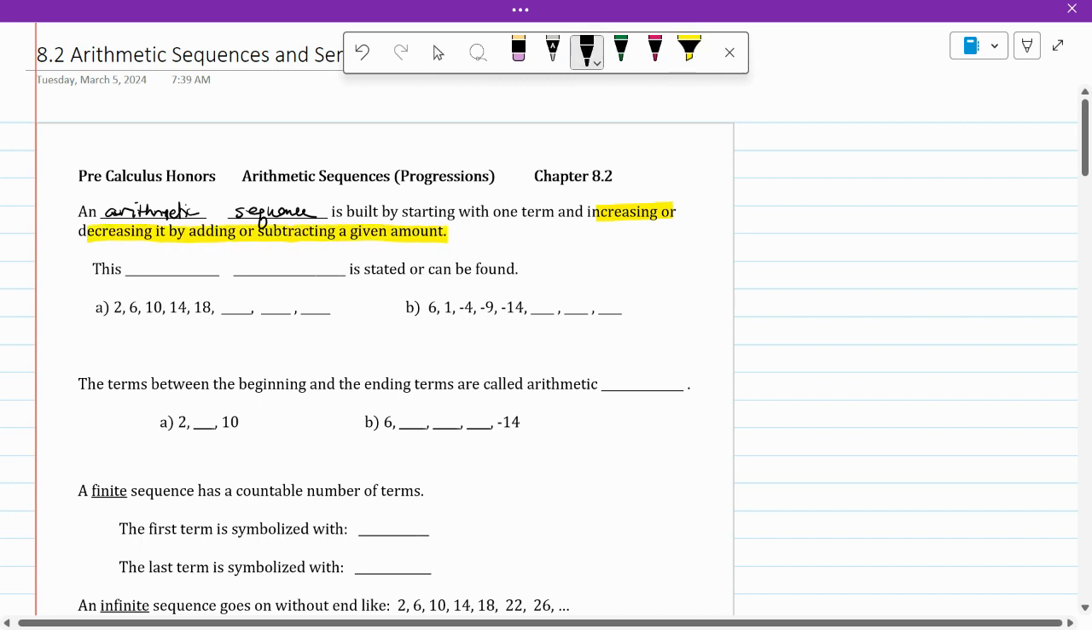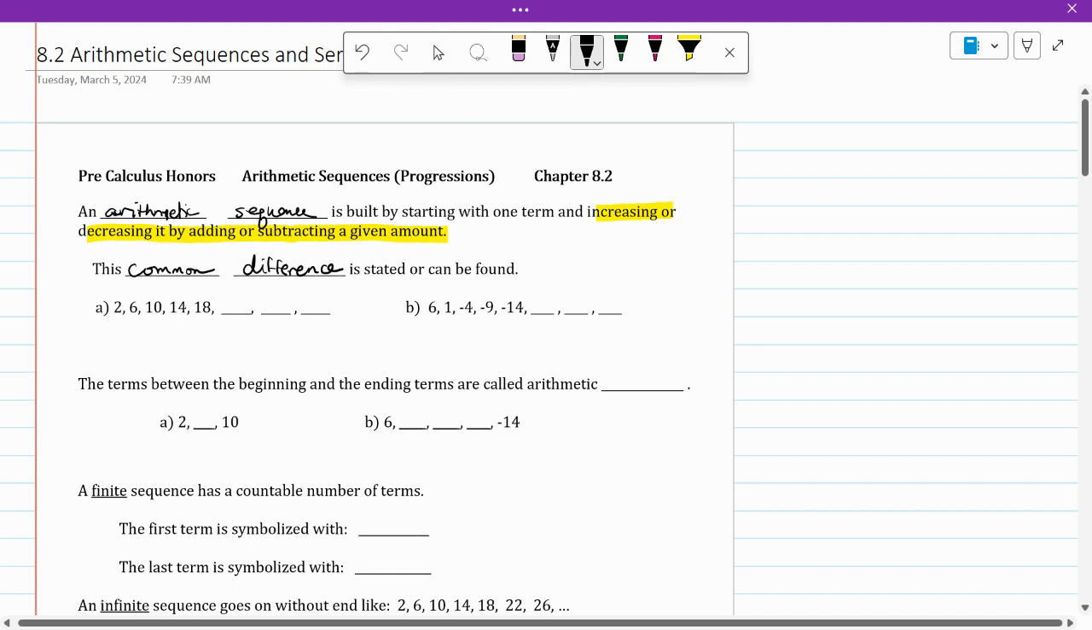This is what we're going to call the common difference. When we add or subtract by a given amount, this common difference is stated or can be found. So the difference between one term and the next is what I'm talking about.